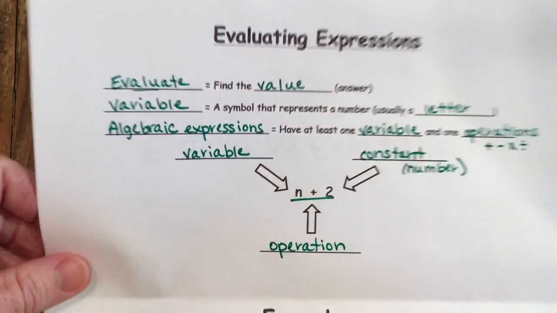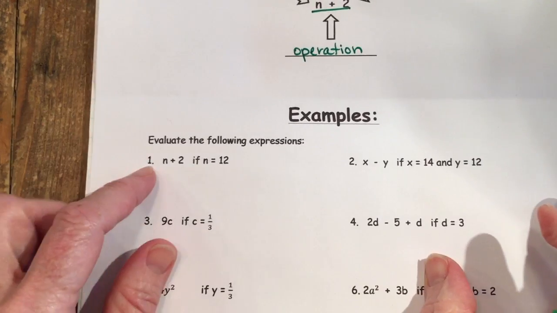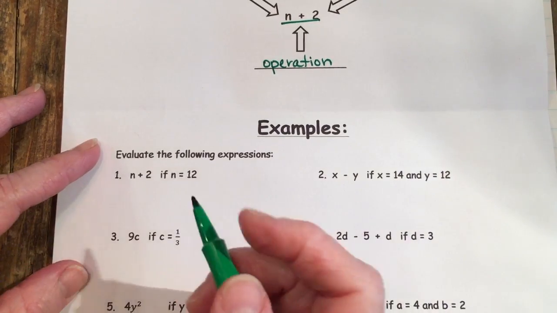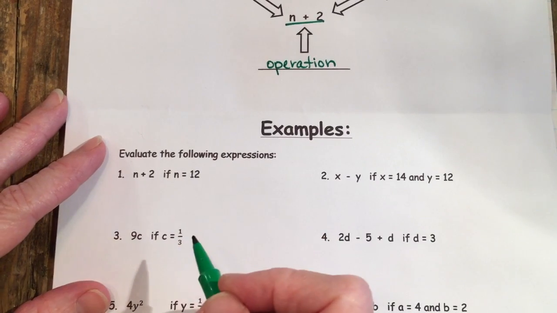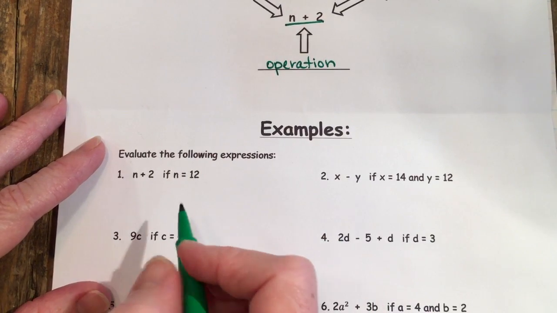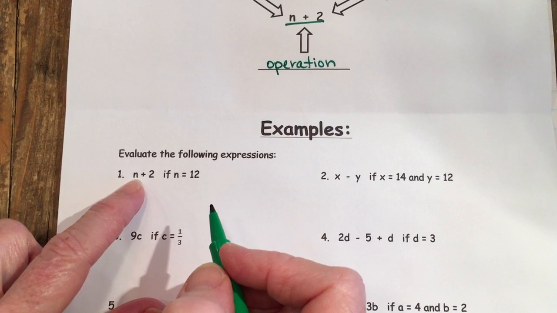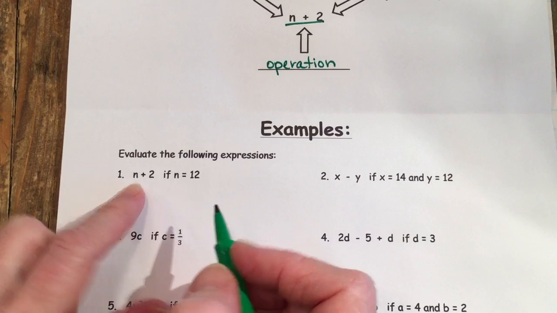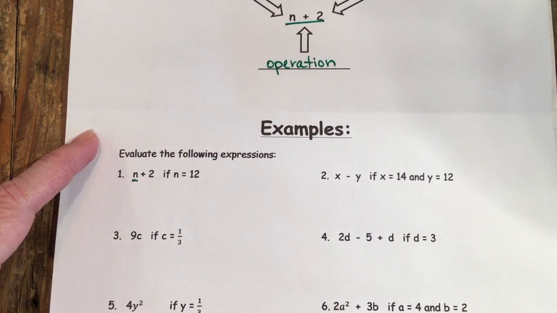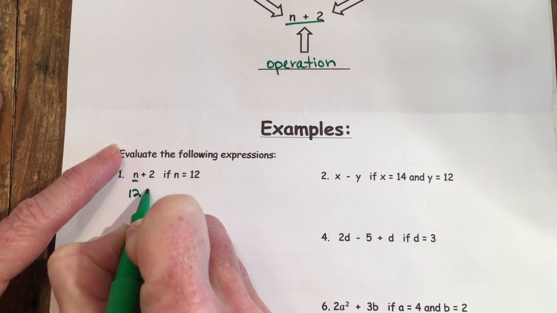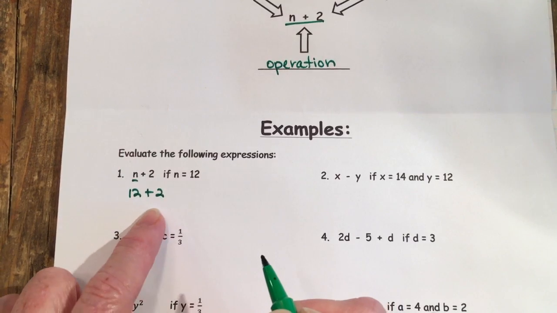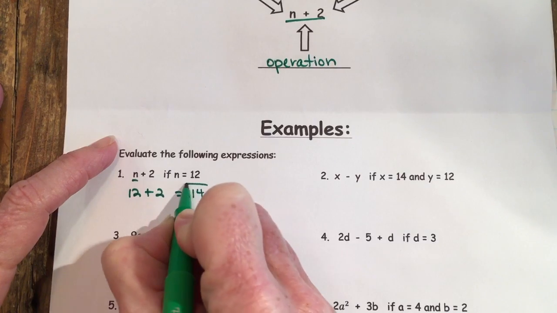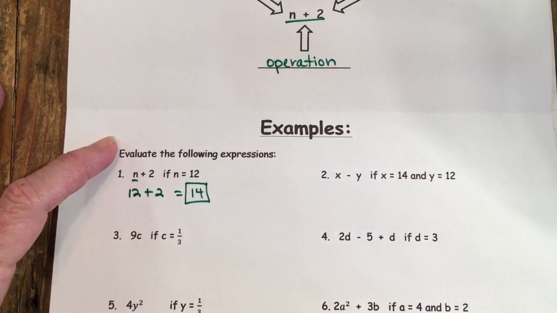All right, so let's see how we would use this. We're going to evaluate the following expressions. In number 1, it says n plus 2 if n is equal to 12. So all you're going to do is replace the variable with the value that you're given. So they're saying if n is 12, so I'm going to take the place of the n in the expression and put a 12 there, 12 plus 2, and then I'm actually going to solve the problem. What is 12 plus 2? It's 14. And that's all there is to do.